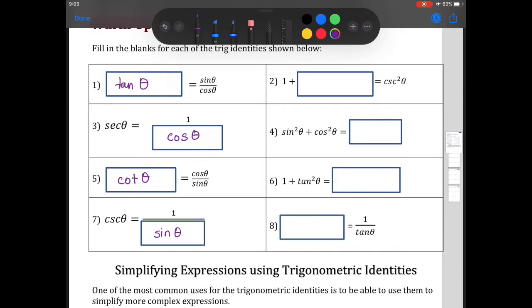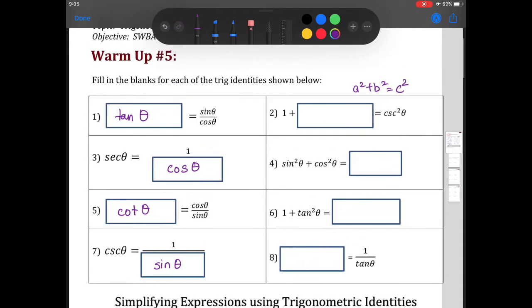So these actually are also called the Pythagorean identities. They come from your a squared plus b squared equals c squared, right? I'll just quickly tell you. If you had a unit circle, what's the equation of your unit circle? Going back to your equation of a unit circle, it's x squared plus y squared equals 1.